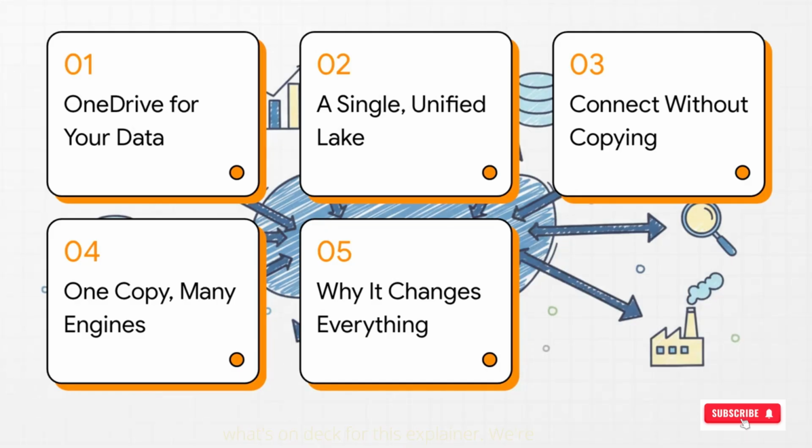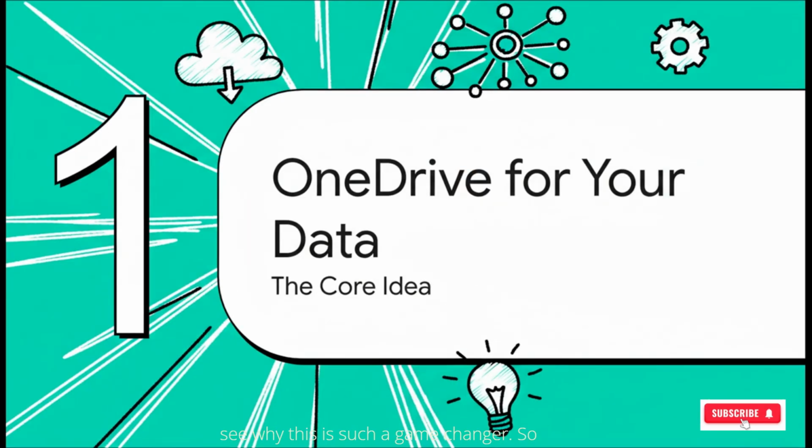All right, so here's what's on deck for this explainer. We're going to kick things off with the core idea behind OneLake, that OneDrive for data analogy. Then we'll unpack what a single, unified lake really means for a whole organization. After that, we'll get into the really cool part, connecting to data without copying it. Then we'll explore how all these different tools can work on the exact same dataset. And finally, we'll tie it all together and see why this is such a game changer. So let's jump right in with the central concept.